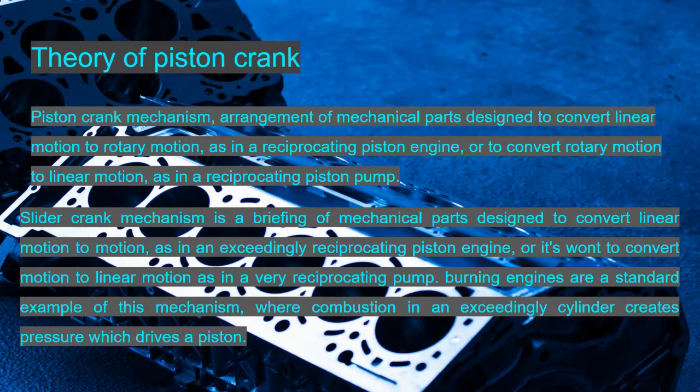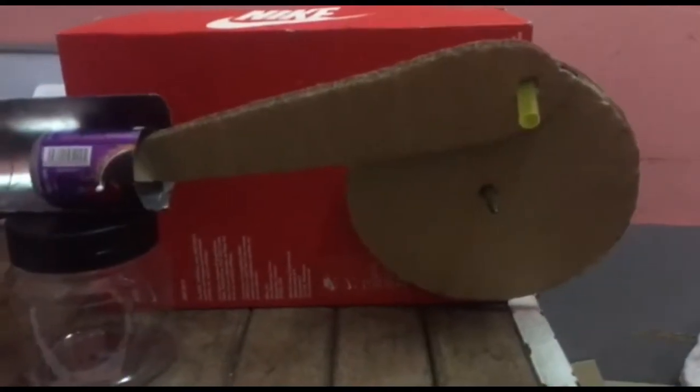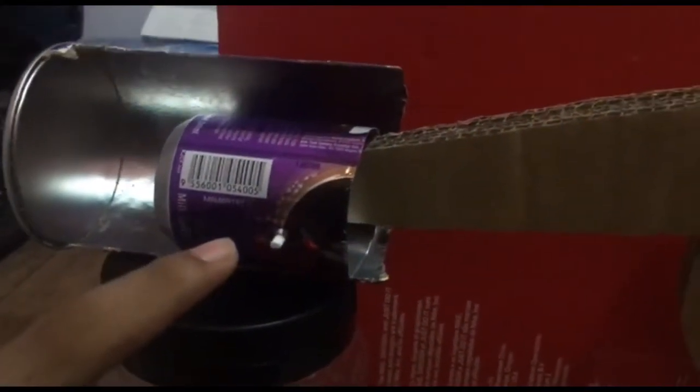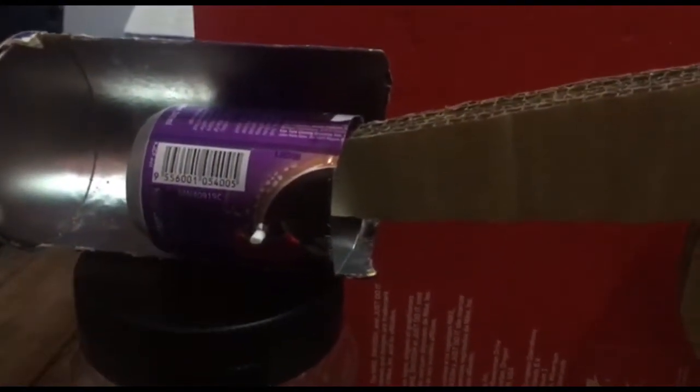Burning engines are a standard example of this mechanism, where the combustion inside the cylinder creates pressure which drives the piston. So this is my prototype for this research. As you can see, this represents the crankshaft, this is the connecting rod, this represents the piston, and this is the cylinder.